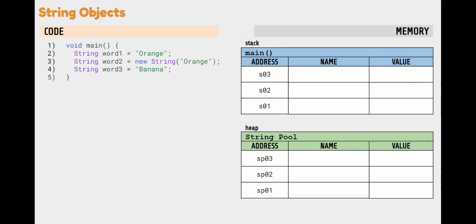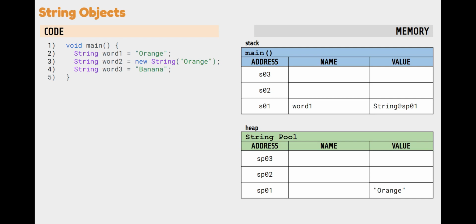Just to make things more confusing, we can create strings using the keyword new and calling the string constructor because it is a class. Starting on line 2, we have the string literal orange being assigned to word1. Java will go into our string pool. It doesn't see orange in there, so it will move orange into the string pool, and then it will create the variable in stack memory and assign the memory address to it.